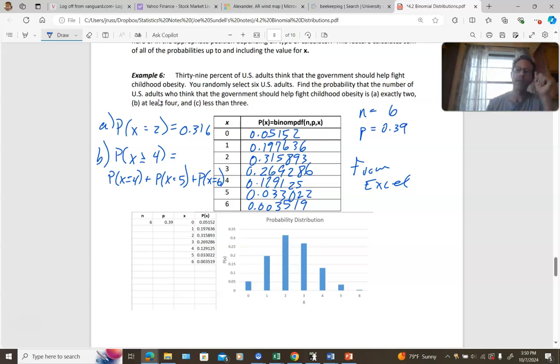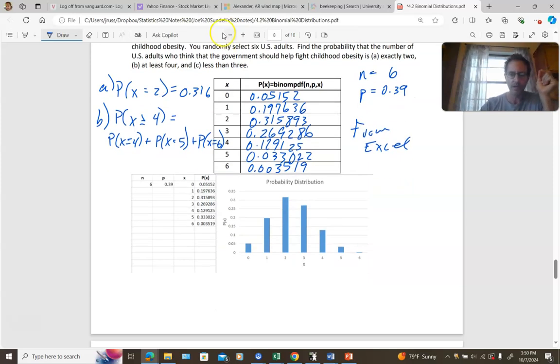You know what? I think let's hold off part B just for a second. Let's try to tackle part C first, and then we're going to go back to part B. So part C, we want to find the probability that x is less than 3. Well, x less than 3 really means that x is less than or equal to 2. If it's less than 3, it means it's less than or equal to 2. That means the 2 is included.